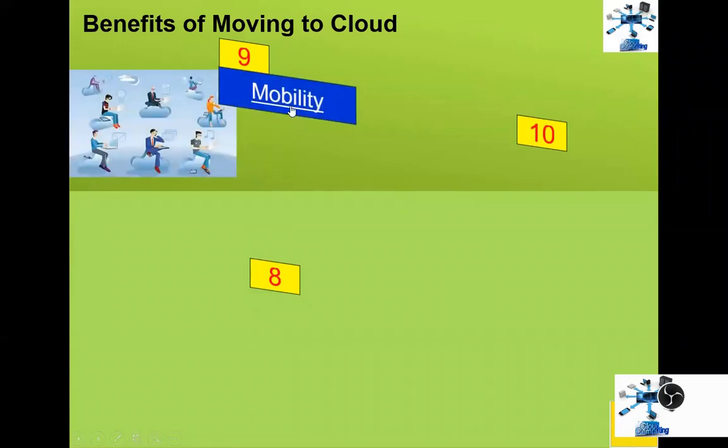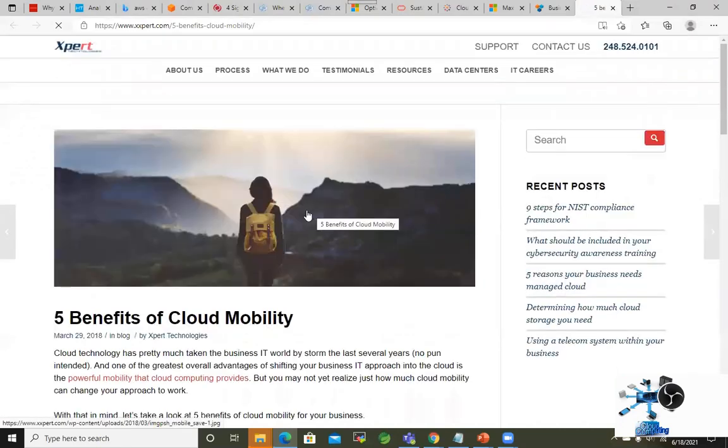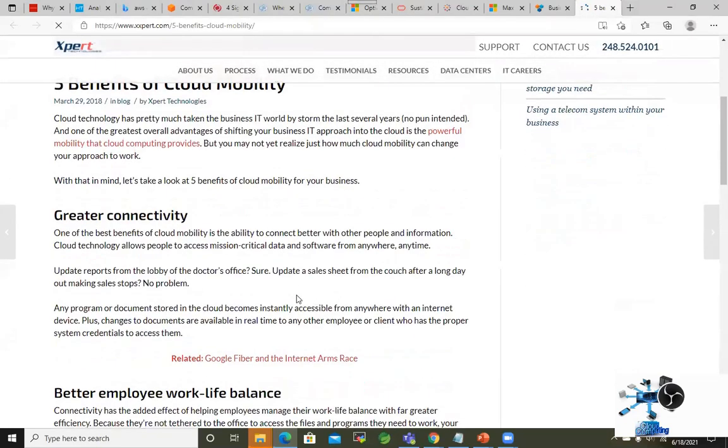And we have another benefit, the mobility. Yes, of course, true. This is work anywhere, right? You can share data, work anywhere. The mobility is another benefit. So you can see the cloud mobility, greater connectivity. Yes, you can connect anywhere and work anywhere, because your data is accessible from the device.